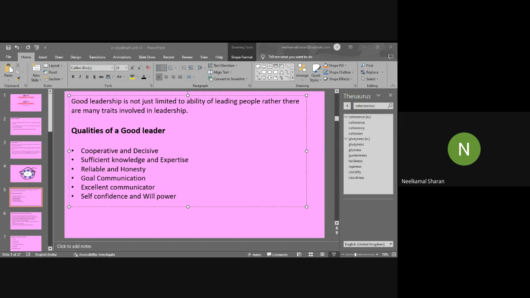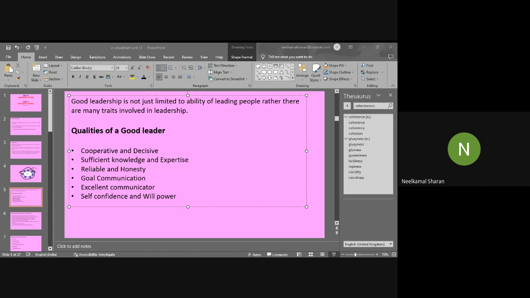Next important quality of a good leader is self confidence and willpower. You can become a good leader if you are confident and if you are willing to become a good leader. Any task can be successful if we are confident and our willpower is very high. So, to lead a group, a leader must have self confidence and strong willpower. So, these are the important qualities of a good leader.